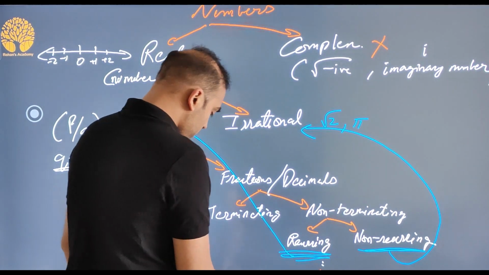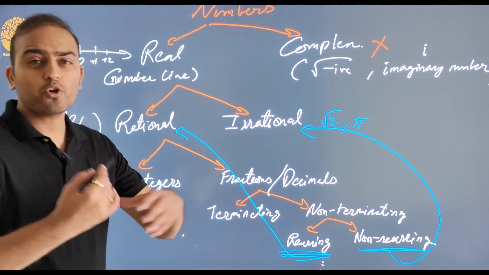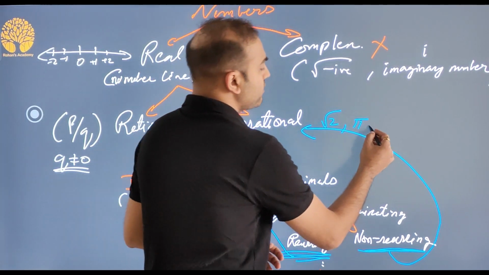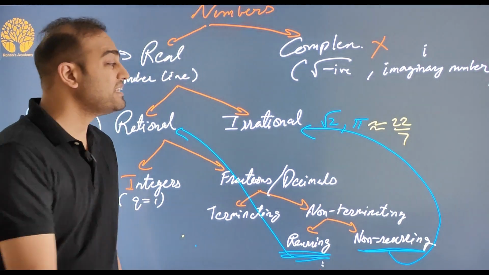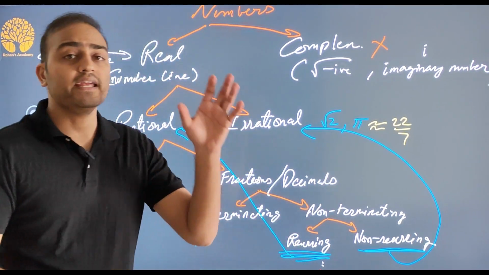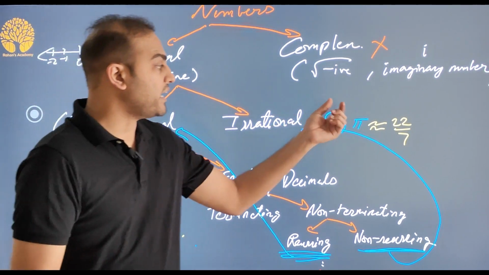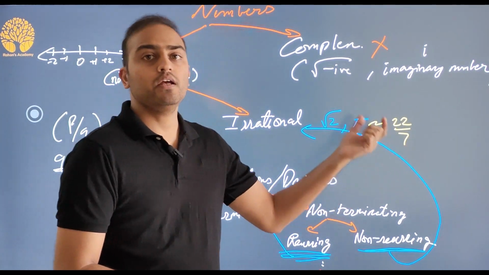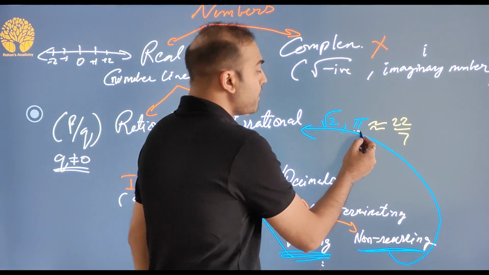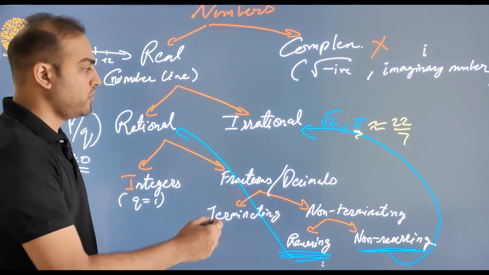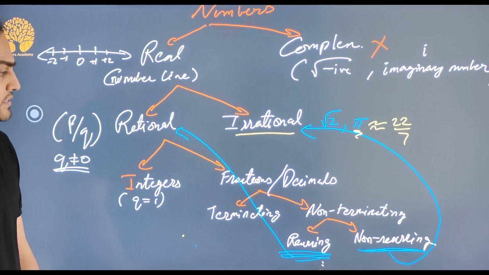Now pi might put you off a bit, because we all know that the value of pi is roughly 22 by 7. But remember, it is roughly 22 by 7. The exact value of pi is not 22 by 7. An approximation is 22 by 7. That is why pi is irrational. Does that make sense?